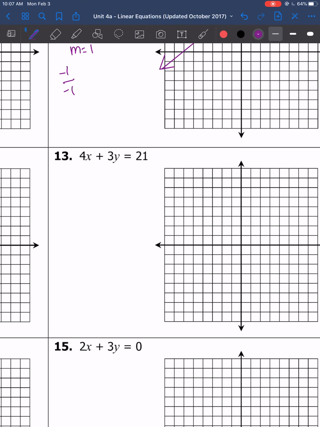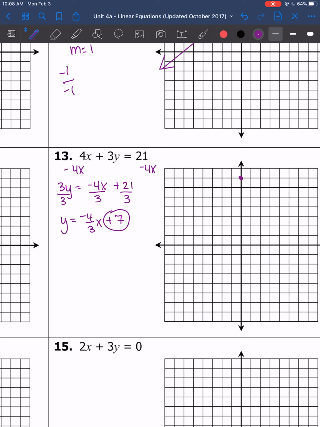Let's solve this for y. So I'm going to subtract 4x. So I have 3y equals negative 4x plus 21. And I'm going to divide by 3 on everything. So I have y equals negative 4/3 x plus 7. So now it's in slope-intercept form. So I'm going to go up 7 because that's my y-intercept. There's 7.